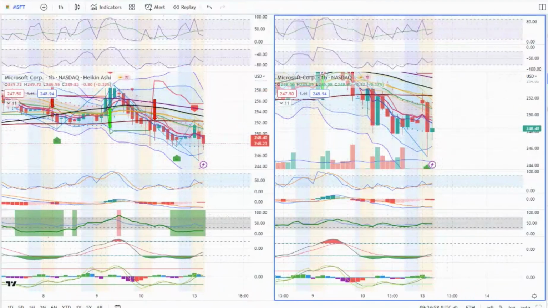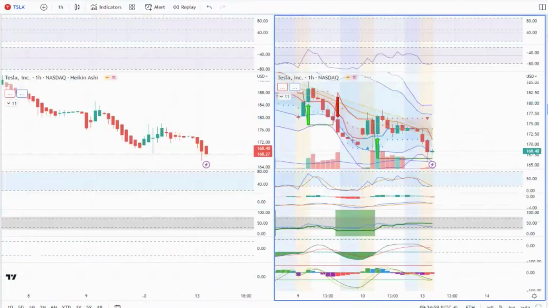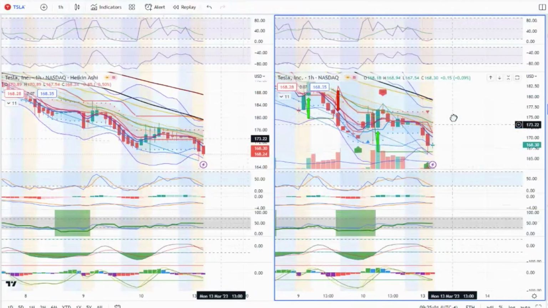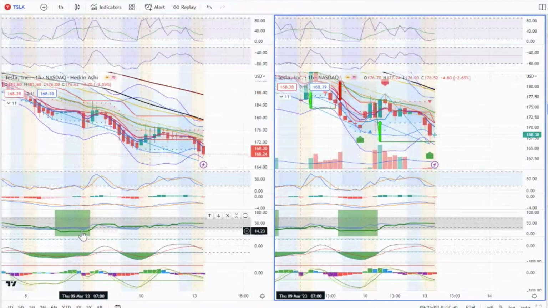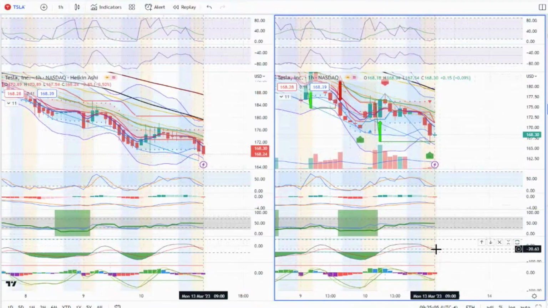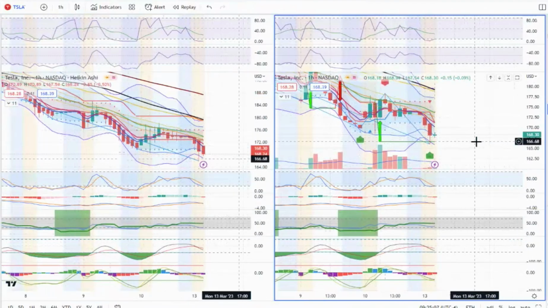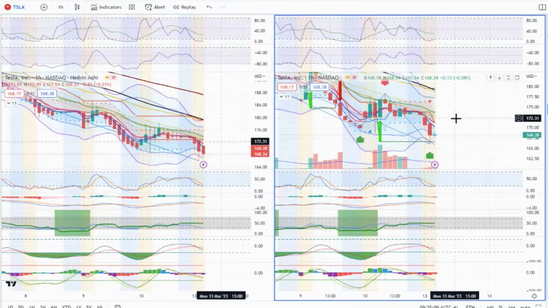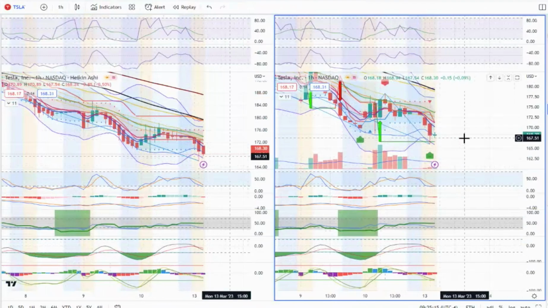So keep a close watch on that. Let's go Tesla. I think we still have 5 minutes. Tesla was oversold here. It's not oversold here on the lower time frame. But if Apple does bounce, then Tesla will bounce along with it. This is a high beta name. Very likely, if you see Apple bounce, you'll see Tesla bounce as well.